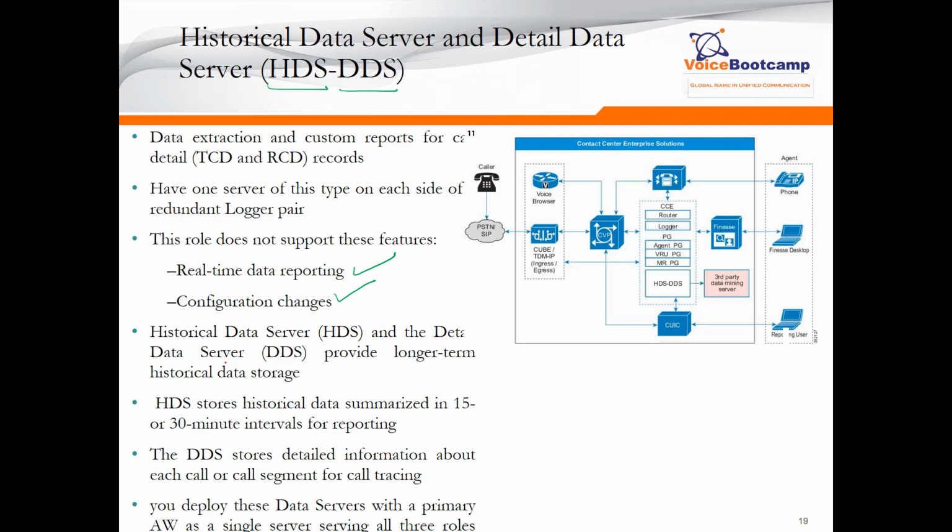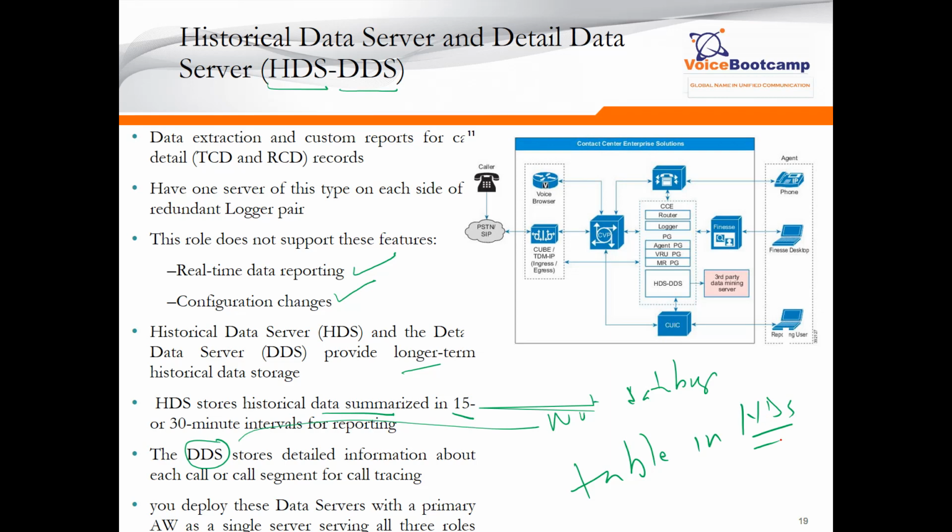Historical data server and detailed data server provides long-term historical data storage. So it is basically a kind of permanent storage. HDS, historical data server, basically provides historical summarization of data for 15 or 30-minute interval for the reporting purposes. DDS, on the other hand, stores the detailed information about every call that comes in. Now, DDS is not a database. It is basically a table in HDS database.